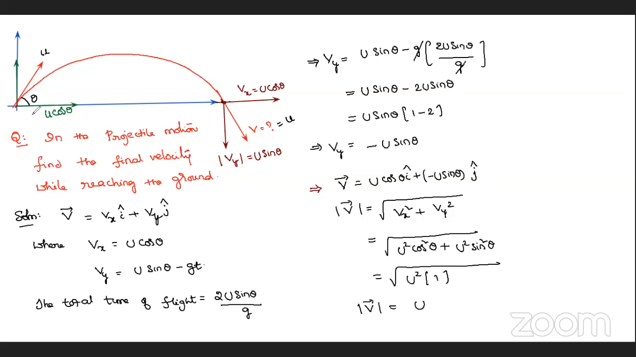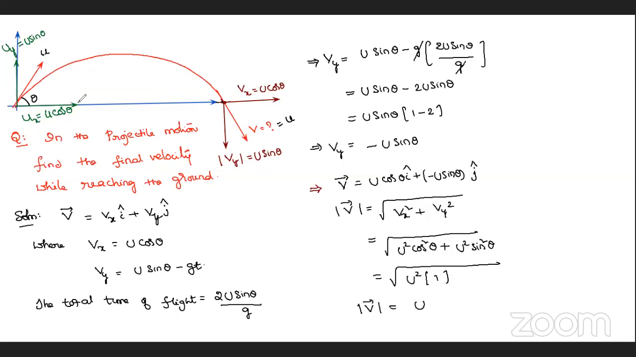Initial vertical component, I am saying this is ux not vx, and this is uy not vy, equals u sine theta. But look here at uy and vy. Magnitudes same but direction I got opposite. Not minus u. Why? Because the velocity is not coming in the opposite direction to it. Magnitude, you can say u.